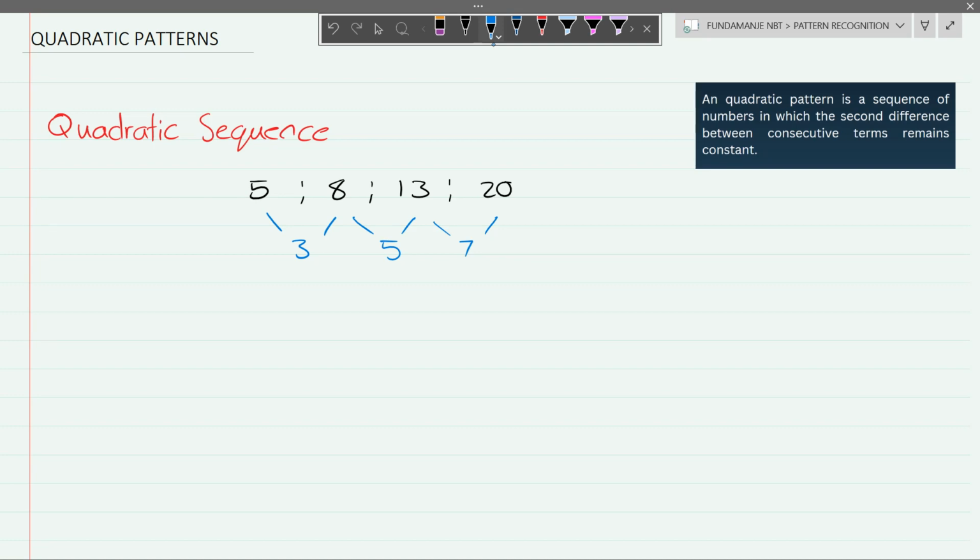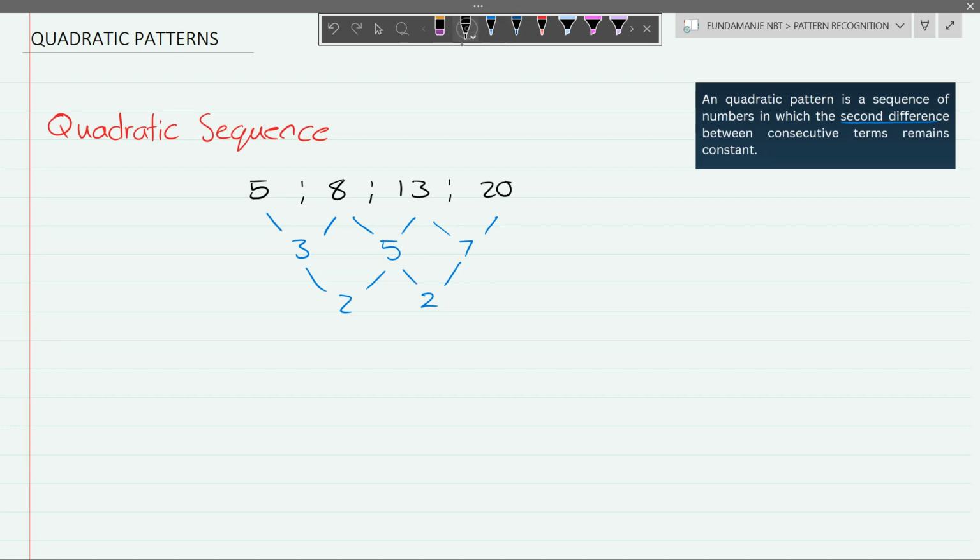As we can see, this is not a constant difference, but if you pay attention to the definition, it says that the second difference, so the difference of the difference, will be constant. 5 minus 3 will give us 2, and 7 minus 5 would give us 2 as well.